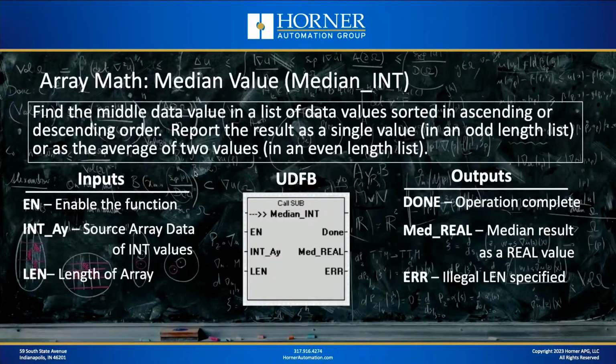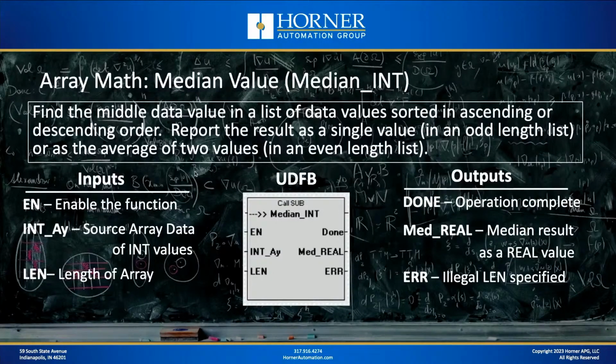So now we're going to go through these one by one. The first one we're going to cover is a UDFB that allows you to find the median value of an array of integer-based variables. So what is the median? Well, that's effectively the middle value in a data list which has been sorted either in ascending or descending order.